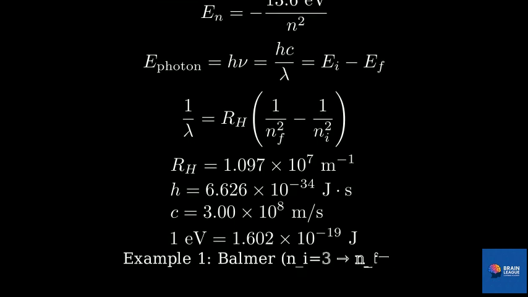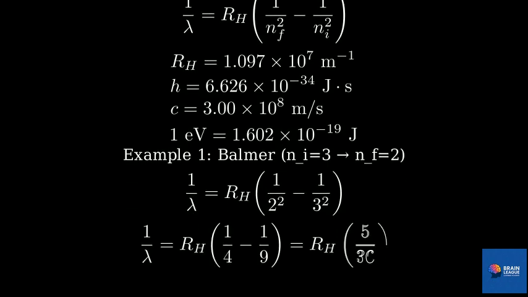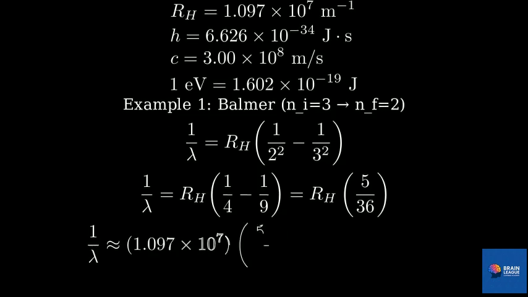Numerical 1. Find the wavelength of the Balmer transition from n equals 3 to n equals 2. We write 1 over lambda equals R sub H times open bracket 1 over 2 squared minus 1 over 3 squared close bracket. That is R sub H times, open bracket, 1/4 minus 1/9 close bracket, equals R sub H times 5 over 36.